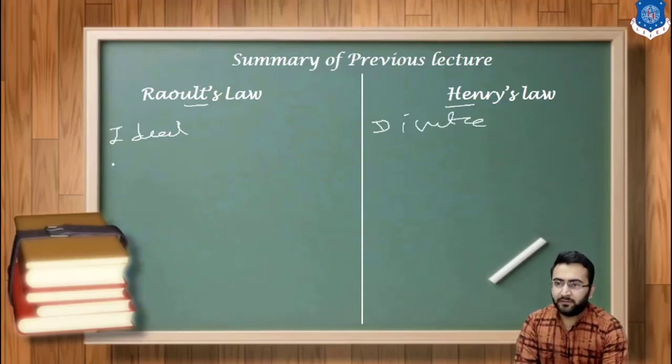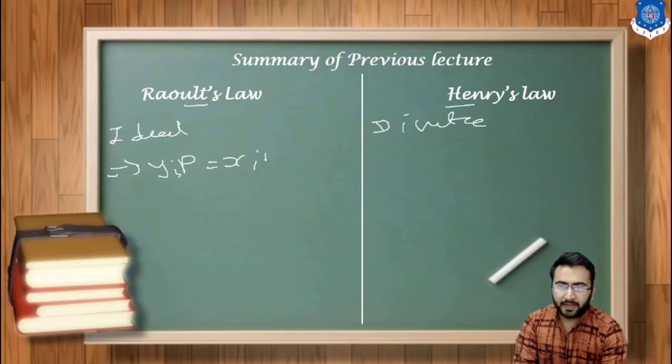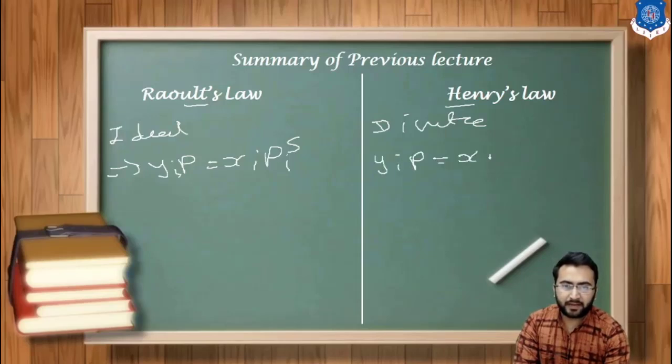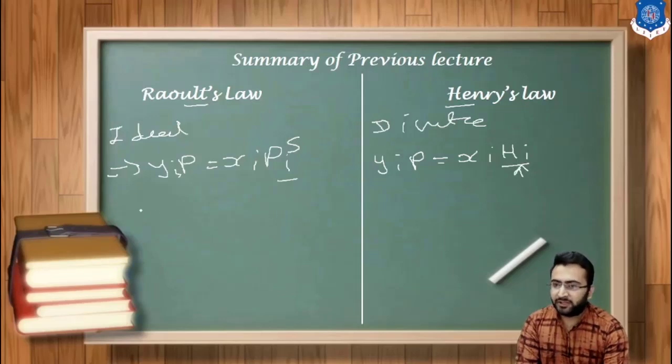Raoult's law is given by yi P is equal to xi Pi saturated, whereas Henry's equation is given by yi P is equal to xi Hi. In Henry's law, the vapor pressure is replaced by the Henry's constant. Raoult's law is mostly used for the ideal solution, whereas Henry's law is used for the dilute solution.